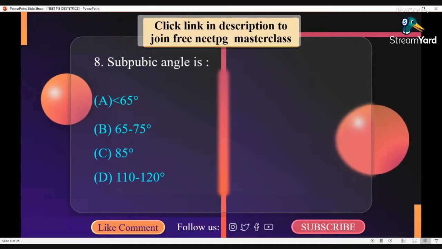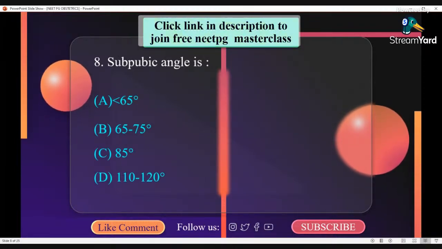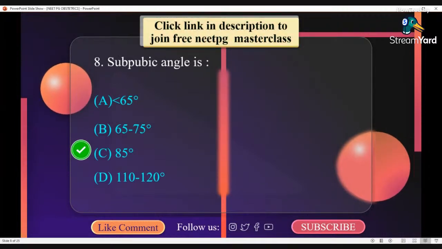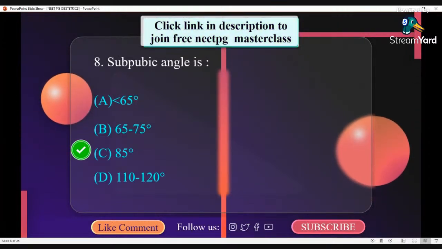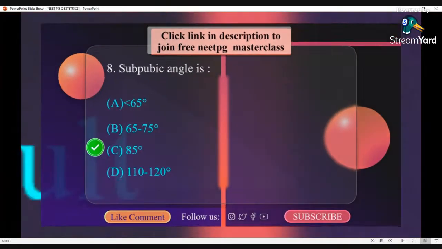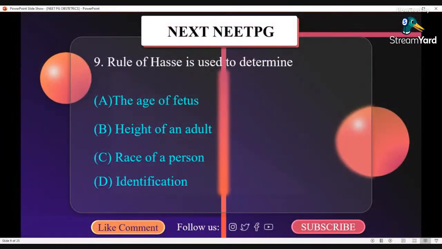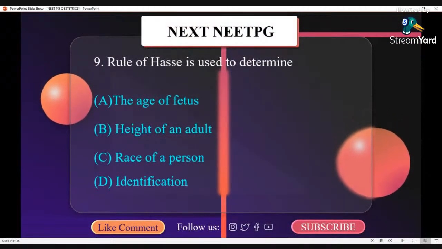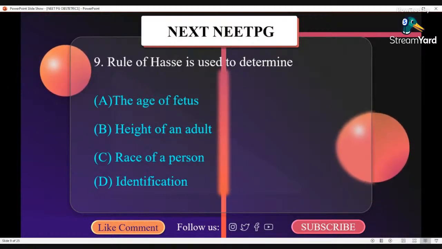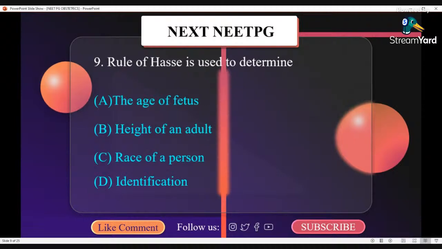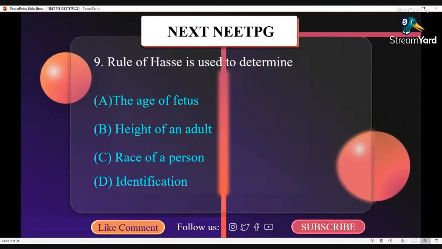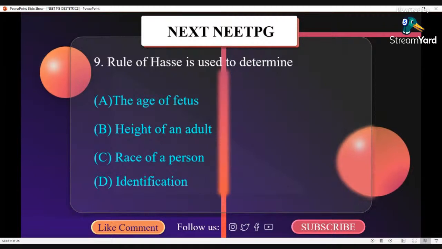Let us check what is the correct answer. Subpubic angle is 85 degree. Rule of Hasse is used to determine A. The age of fetus, B. The height of an adult, C. The race of a person, D.